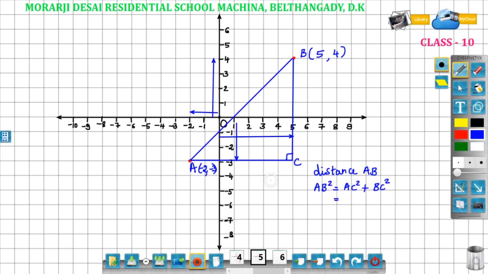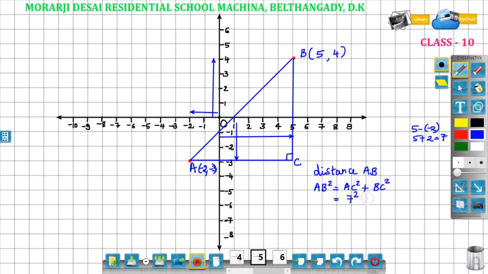AC is parallel to the x-axis. Subtract the x coordinates. That is 5 minus minus 2, or minus 2 minus 5. You will get 7 units. You can count there. The distance between A and C is 7 units. That is 5 minus minus 2 is equal to 7. 5 plus 2 is equal to 7.